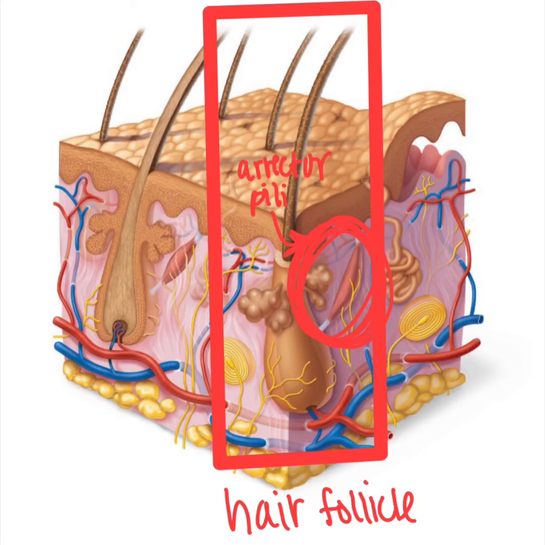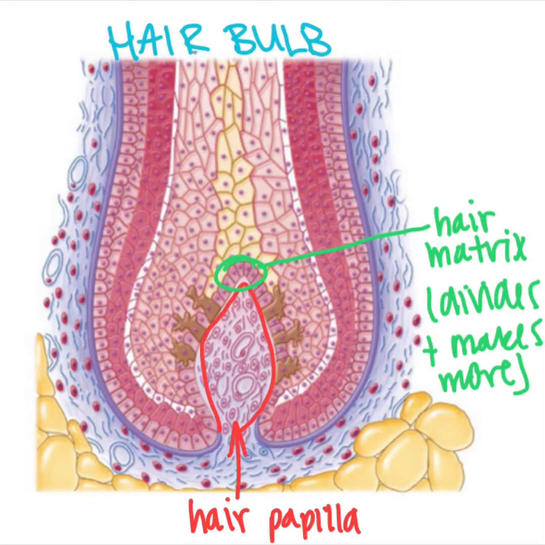Circled is the erector pili muscle, and it pulls on the hair to make it stand up, and it's responsible for goosebumps. Shown here is a hair bulb. The hair papilla connects and supports the hair, and the hair matrix divides and makes more.